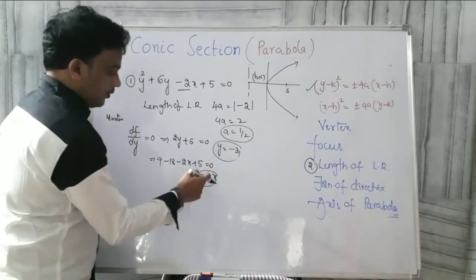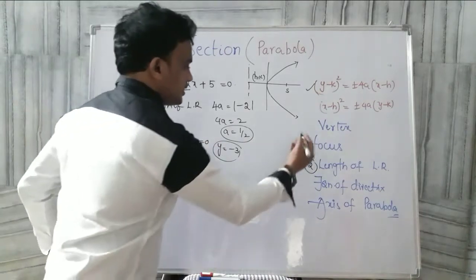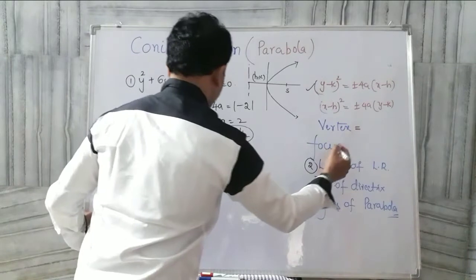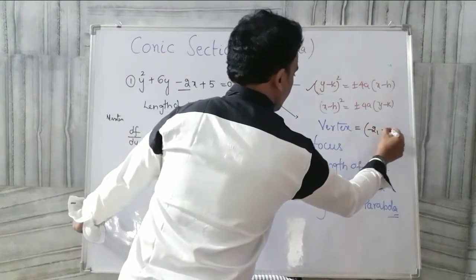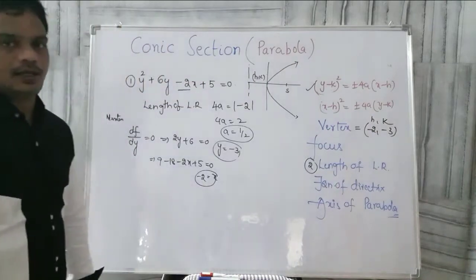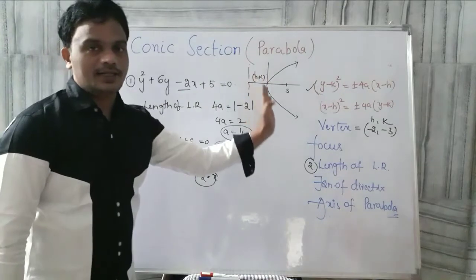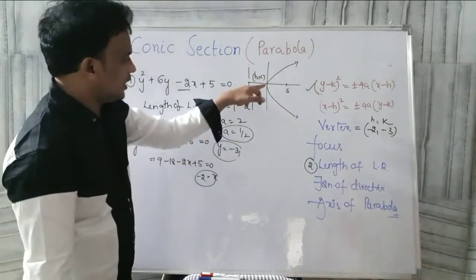What are these values? Vertex h comma k. So here the vertex is minus 2 comma minus 3, which is the h comma k values. Okay, right? Now we already decided this one: it is a right handed side opened parabola. So the vertex is h comma k.